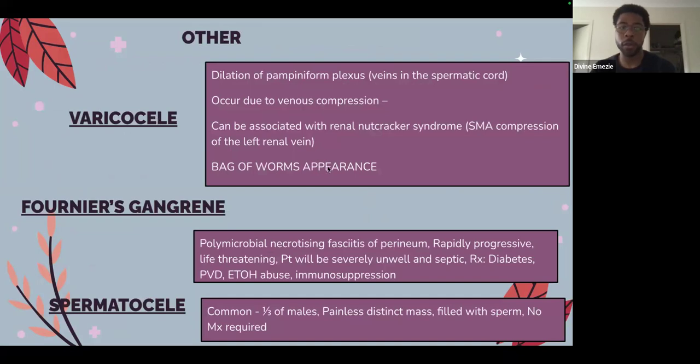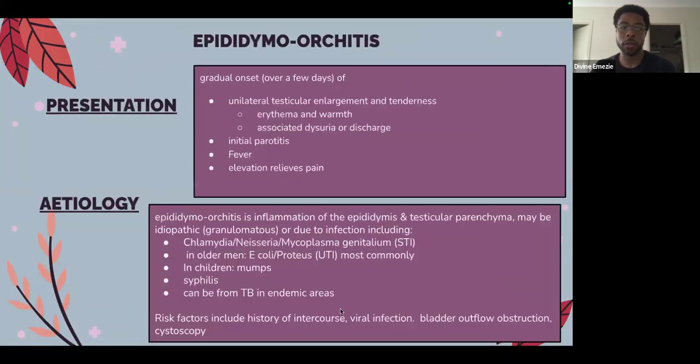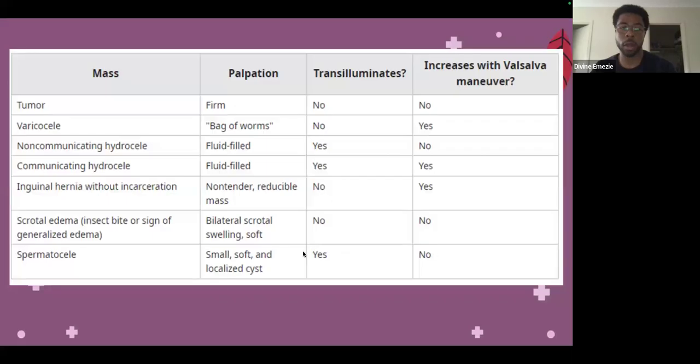Varicocele, bag of worms appearance, associated with nutcracker syndrome. So that's compression of the left renal vein. Fournier's gangrene, severe infection. The patient will be very, very sick. And spermatocele, distinguish that from hydrocele because it's a painless mass filled with sperm, and smaller. Actually, sorry, it does transilluminate, but it's small, soft, and localized compared to the fluid-filled hydrocele.